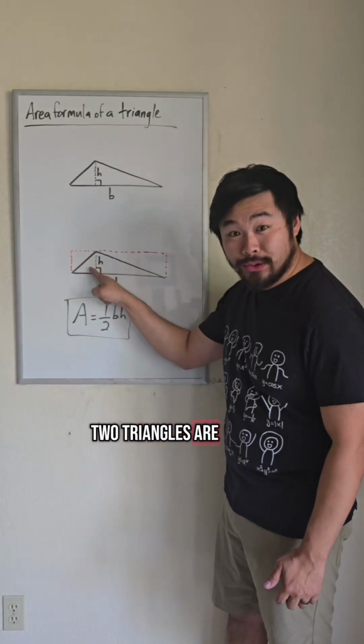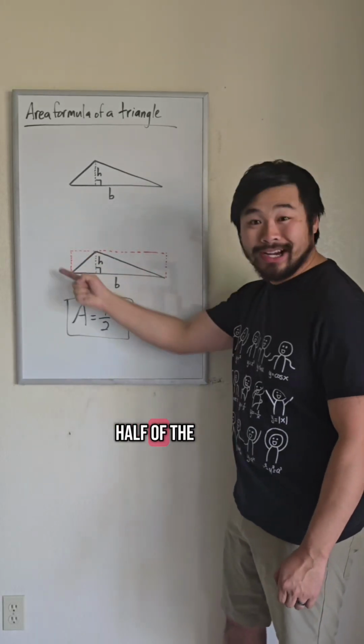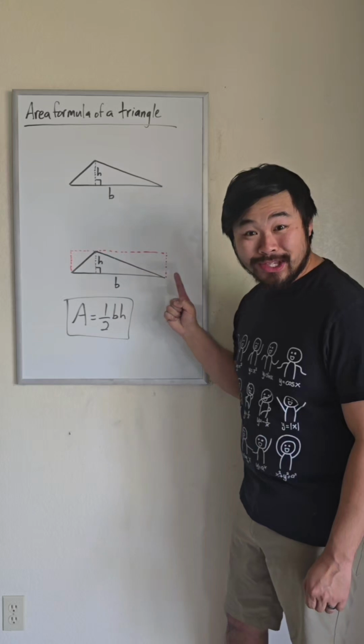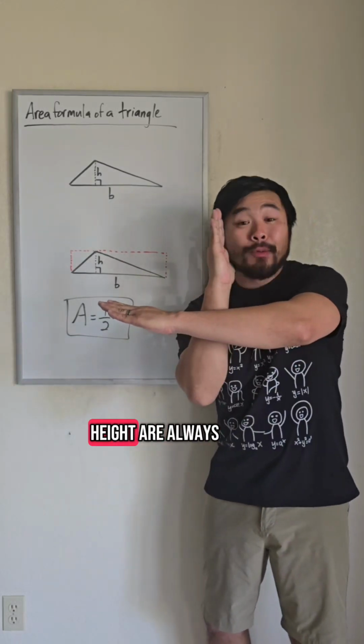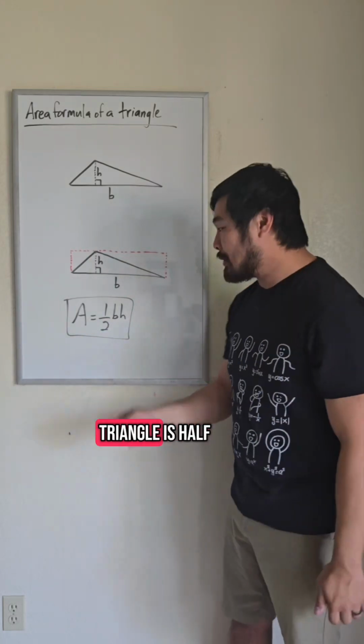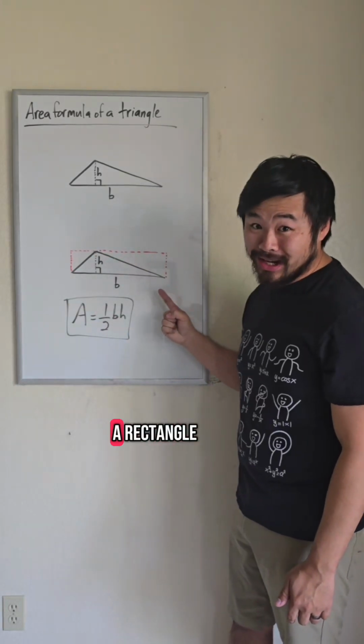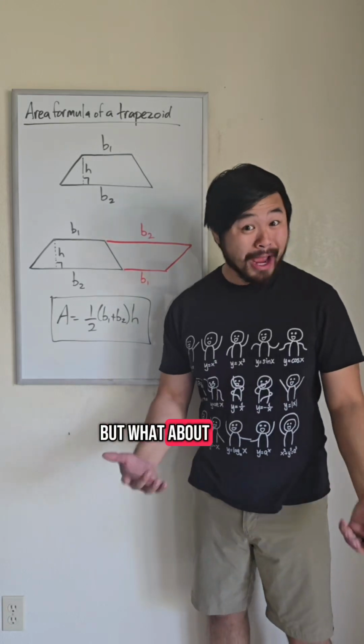Now, with a triangle, we can see it as half of a rectangle as we see over here. These two triangles are congruent to each other, these two triangles are congruent to each other, so it's just half of the area of this rectangle. Now, it's important to note that base and height are always perpendicular to each other. So we see that the area formula of a triangle is half base times height, because once again, it's half of a rectangle. But what about a trapezoid?